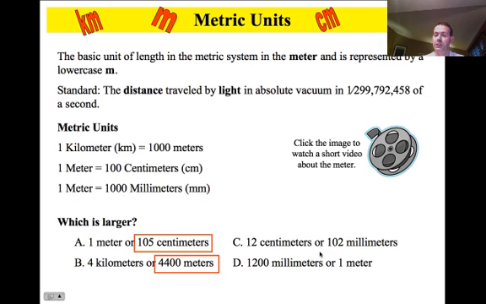Here's the tricky one. 12 centimeters or 102 millimeters. Do you remember what I said about how many millimeters in a centimeter? The answer is always 10, right? So 10 times 12 is 120, or 102. That gives us the right answer, 12 centimeters. D, 1,200 millimeters or 1,000. You guys got this now. 1,200. Pause here and raise your hand if you don't understand that. I'll come help you.